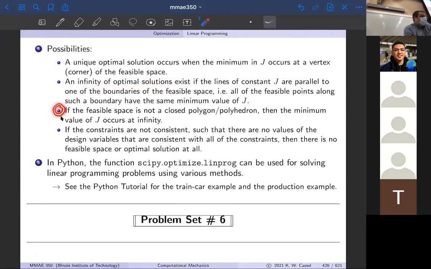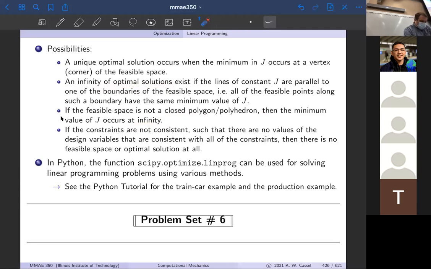The third possibility is a big problem. What if when I draw my feasible space, it is not a closed polygon or polyhedron? So I have a table and I put my constraints on it, my bumpers on it, but there's a hole. And then my marbles can spill out. If that happens, my J now could occur at infinity. In this case, minus infinity, because I'm minimizing. Well, that's not an acceptable solution. Don't go to your boss and say our potential profit is infinite. That is not a viable optimal solution.